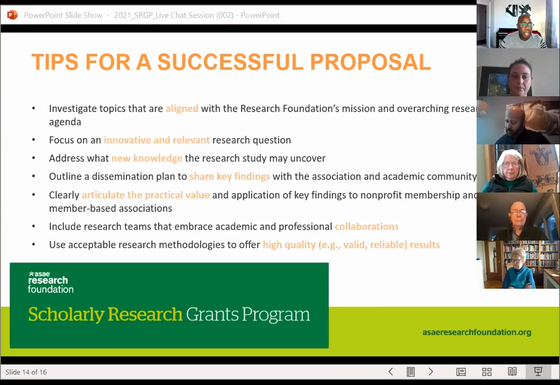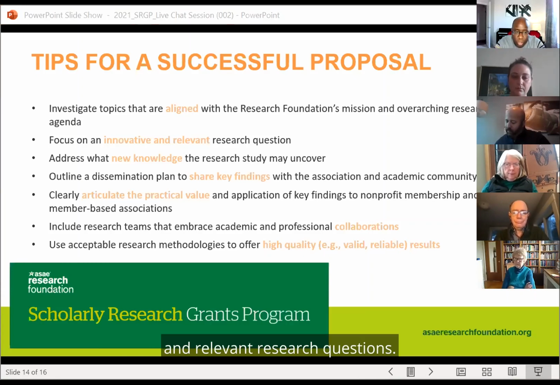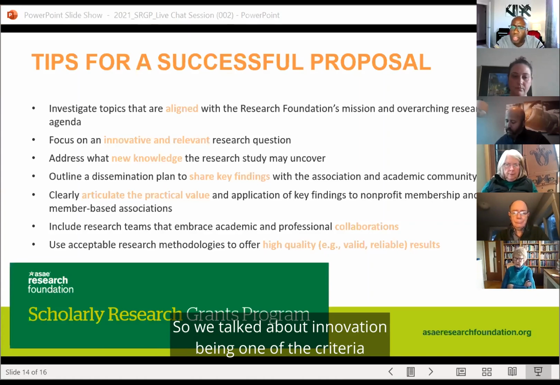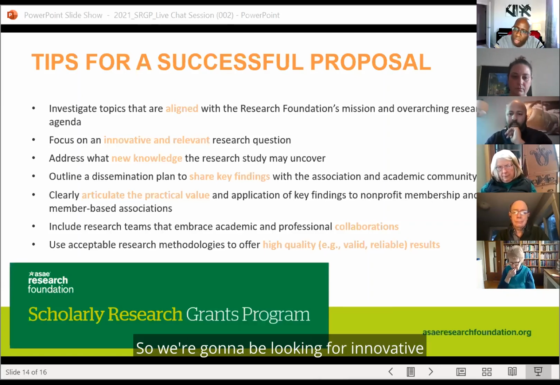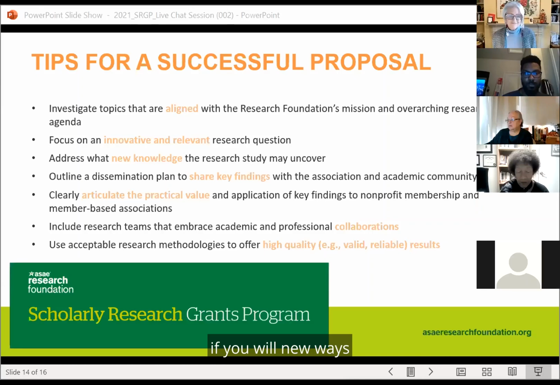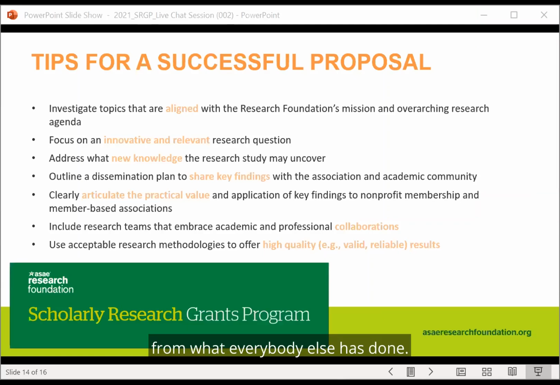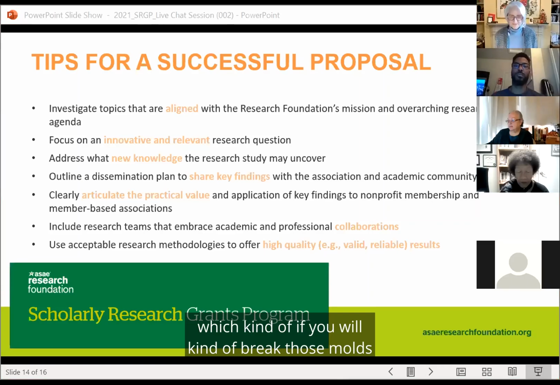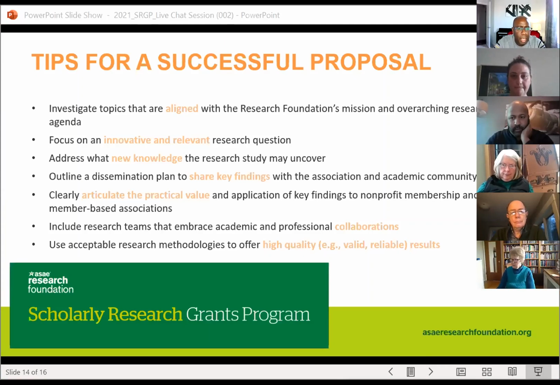So anything that is tied through those areas and tied specifically to association management is what we're really looking for. To the next point here, focus on innovative and relevant research questions. So we had talked about innovation being one of the criteria by which we evaluate various proposals we get. So we're going to be looking for new ways of looking at problems, new ways of approaching problems that are different from what everybody else has done. So we're looking for things which break those molds and look at things in novel ways.